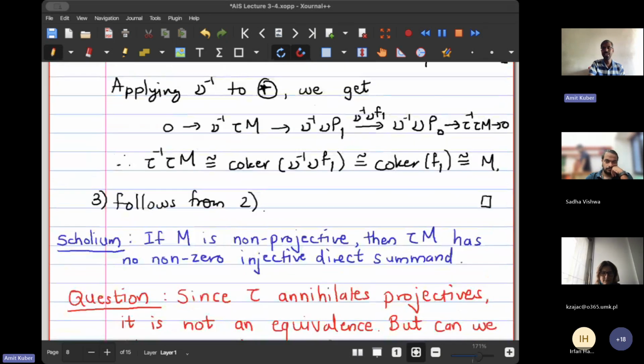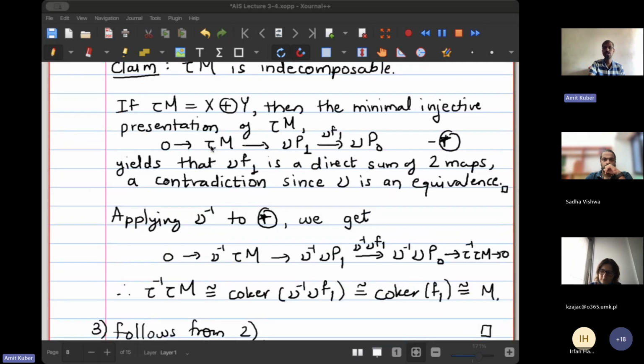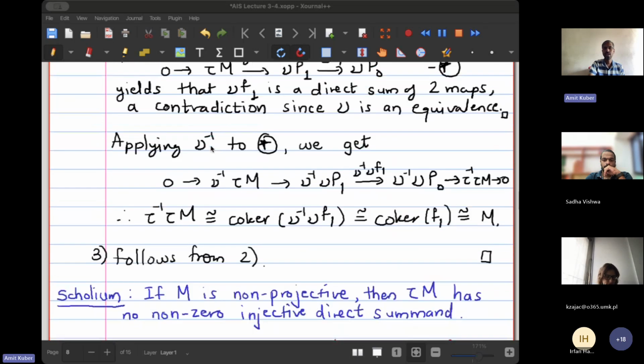And here is a scholium. A scholium is a corollary of a proof. You don't often see this term, but we use some technique over here. So if M is non-projective, then tau M has no non-zero injective direct summand. You just need to observe that. The argument is again minimality. At the step star itself, I argued that this is a minimal projective resolution, minimal injective resolution. So it just follows from that.